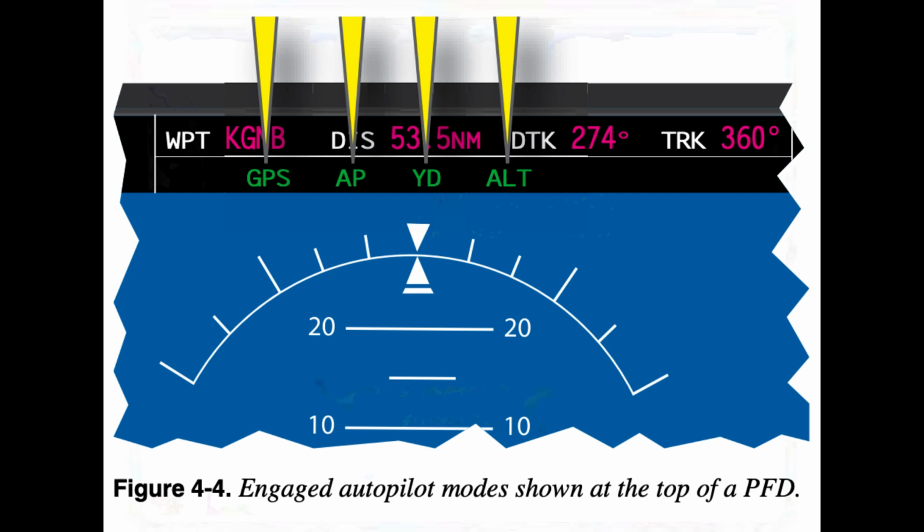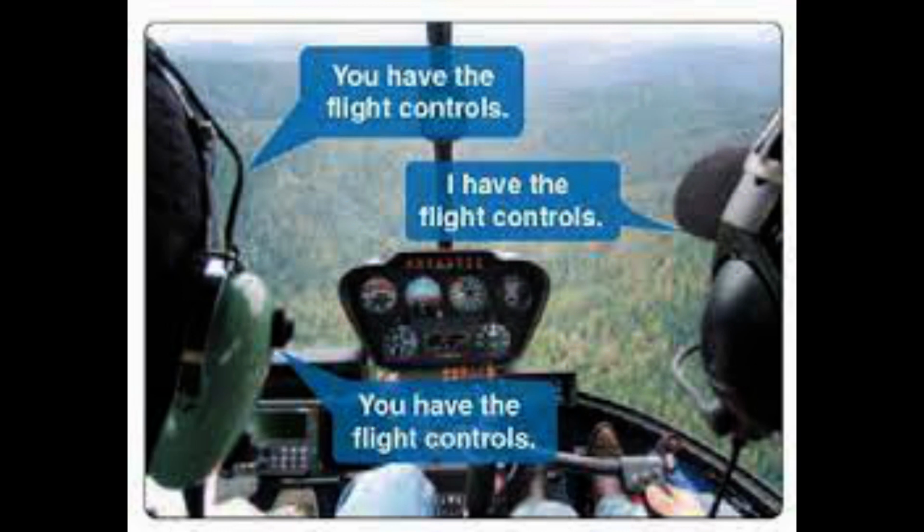Positive exchange of controls. When control of the aircraft is transferred between 2 pilots, it is important to acknowledge this exchange verbally. The pilot relinquishing control of the aircraft should state, "You have the flight controls." The pilot assuming control of the aircraft should state, "I have the flight controls," and then the pilot relinquishing control should restate, "You have the flight controls." Following these procedures reduces the possibility of confusion about who is flying the aircraft at any given time. Using an FD/autopilot system can present an opportunity for confusion.